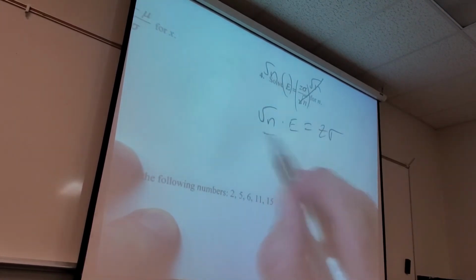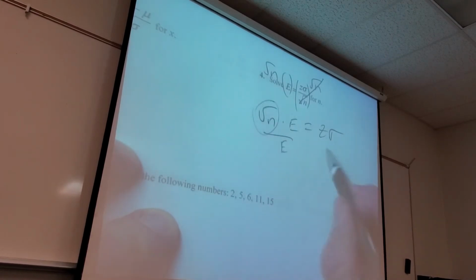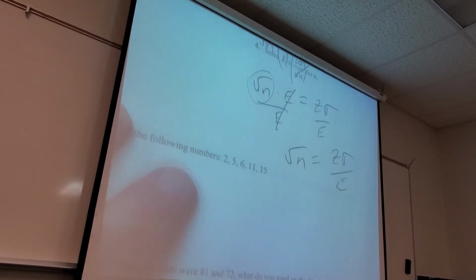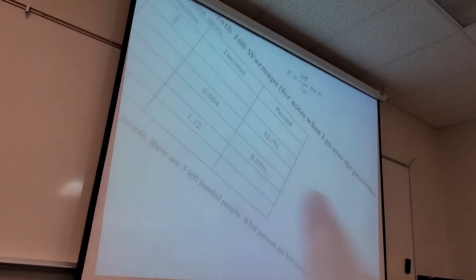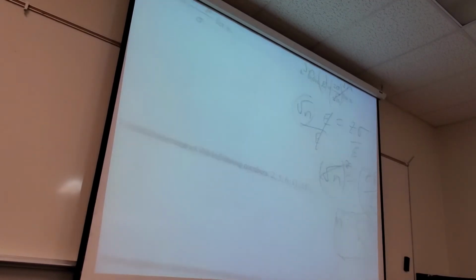And then I divide by e, because I want my n piece by itself. And then how do I kill a square root? I square it. How's that? And by the way, I forgot to tell you, you've got a whole clean side on this. Hopefully some of you guys are using that for notes.